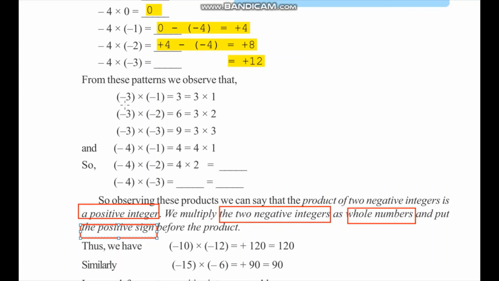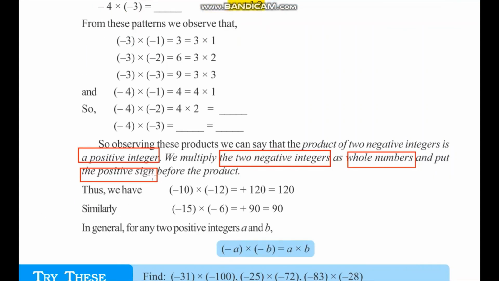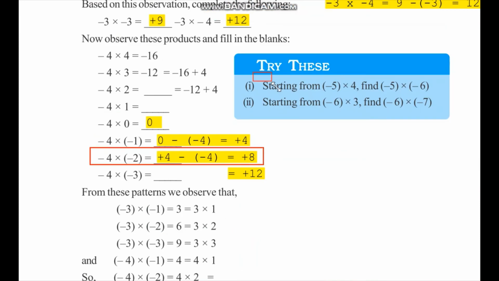So what we saw here is, in order for us to find out the product of minus 3 and minus 1, we need to find the product of 3 and 1 as whole numbers and then just add the positive sign. You can take any example over here. For example, if you take this one, what did we do? We took the product of 4 and 2, that is 8, and we added the positive sign. Okay? So we can find more examples down here. And if you want to find out the working step by step, try these.